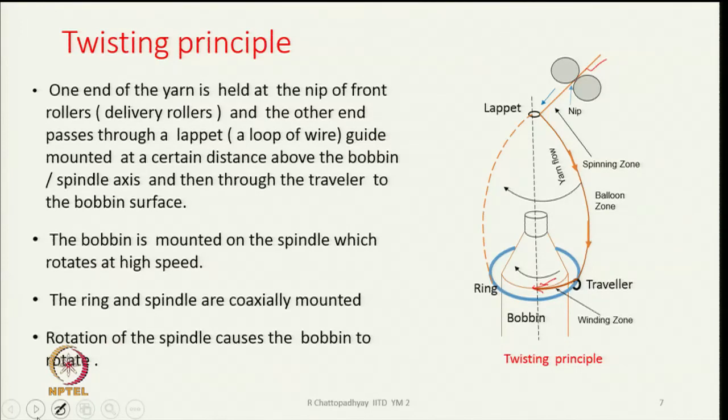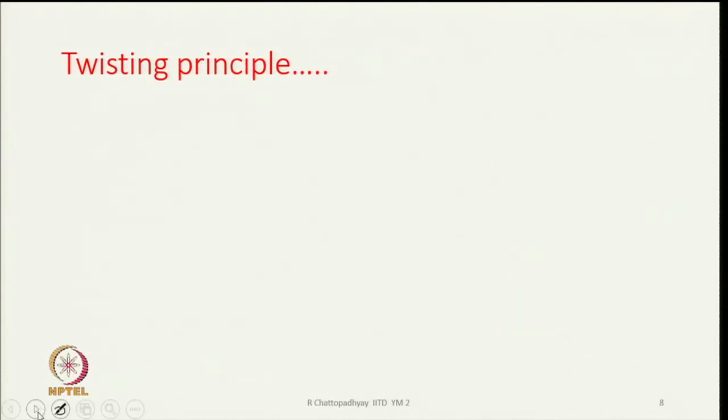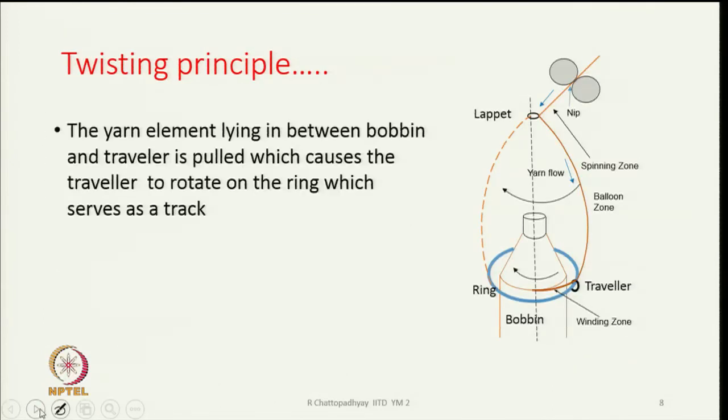Now, as the spindle rotates, the bobbin also rotates, because the bobbin and spindle are actually working together. The bobbin sits on the spindle itself. So, whenever the spindle turns, the bobbin will immediately turn, and therefore it will cause the bobbin to rotate as well. And when the bobbin rotates, what are we expecting now?